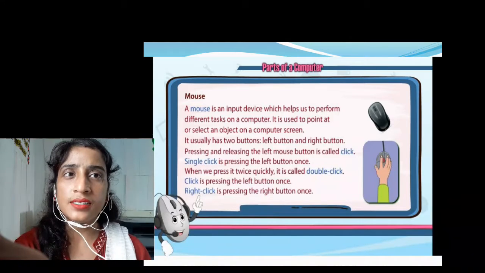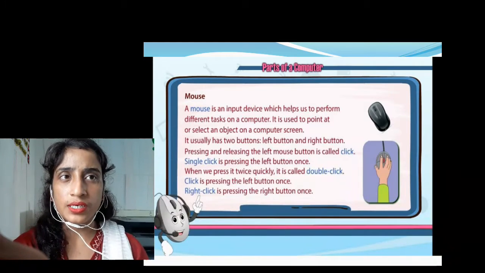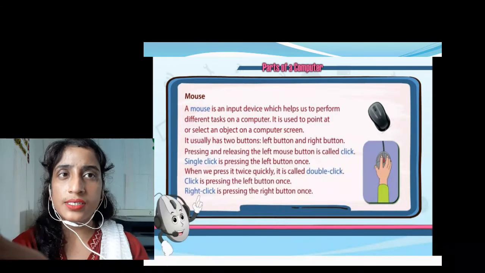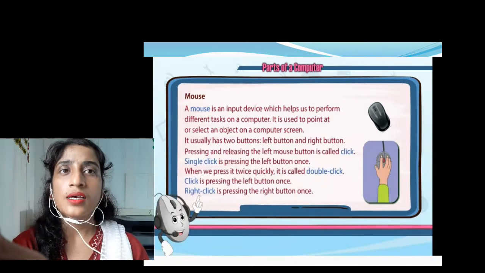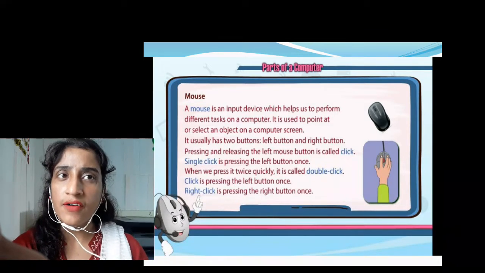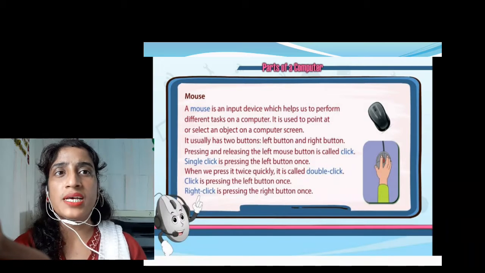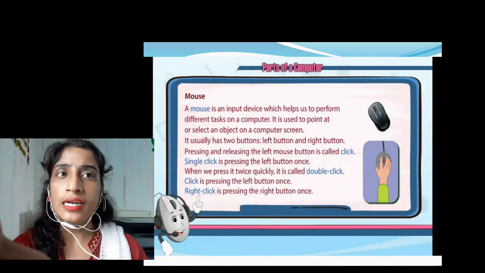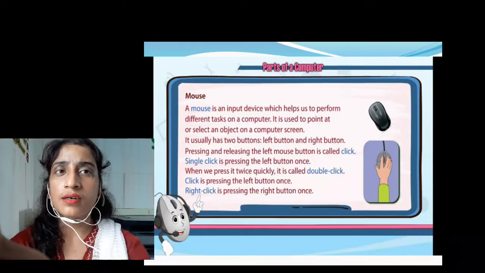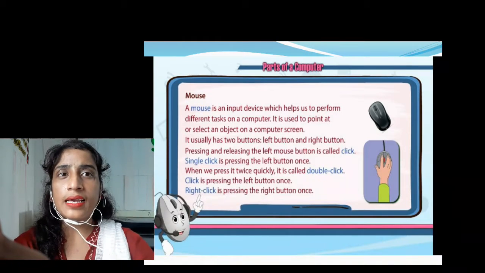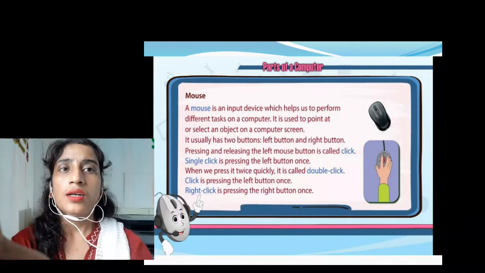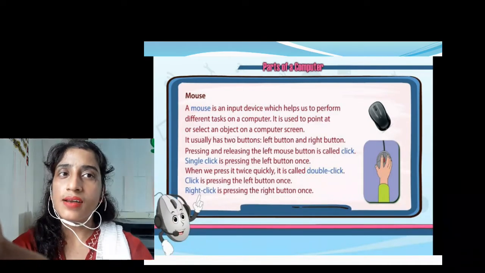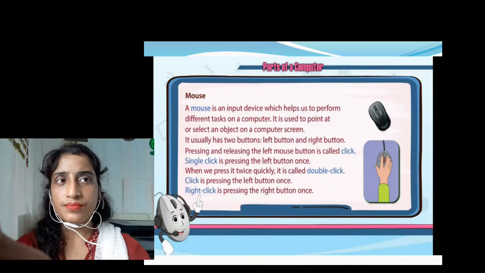Pressing and releasing the left mouse button is called a click. I repeat, pressing and releasing the left mouse button is called a click. A single click is pressing the left button once. When we press it twice quickly, it is called a double click. Now the right click is pressing the right button once.